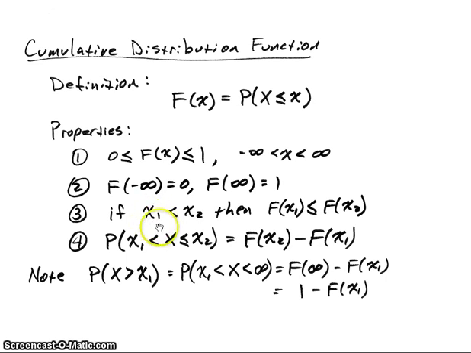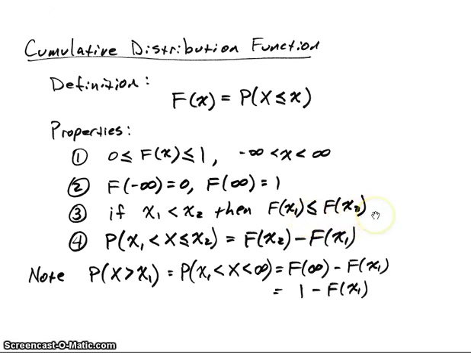Now, let's suppose we have two real numbers, x1 and x2, where x1 is less than x2. If that's true, then the cumulative distribution function at x1 will always be less than, or it could be equal to, the value at x2.